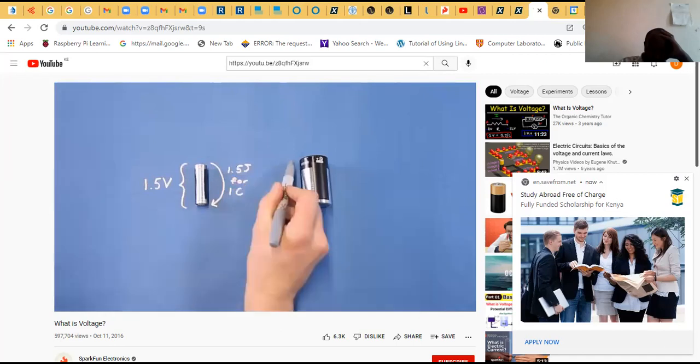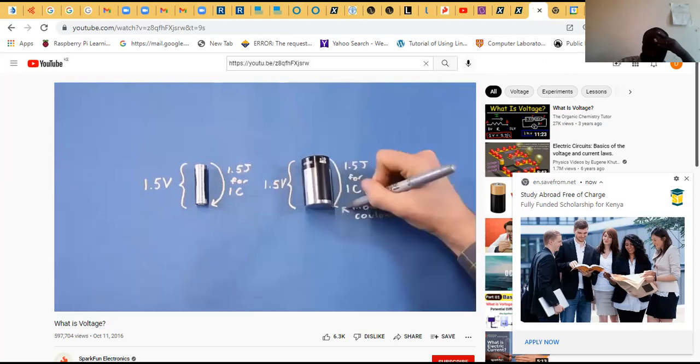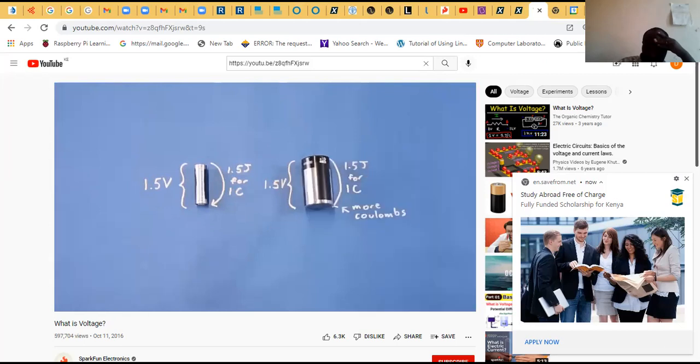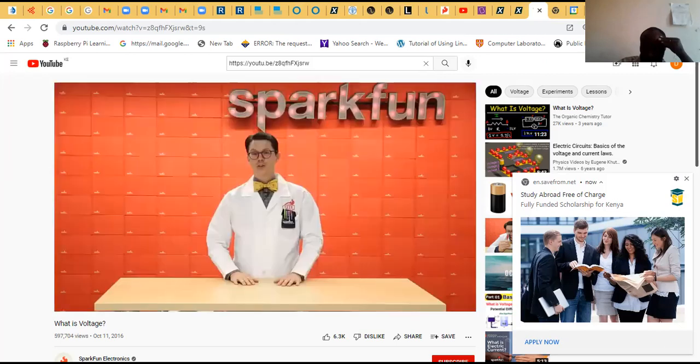Now, compare that to a much larger D-cell battery. Each coulomb of charge will still only do 1.5 joules of work, but a D-cell has far more coulombs of charge than a AA. As a result, D-cells will last a lot longer than AA batteries, doing the same amount of work.